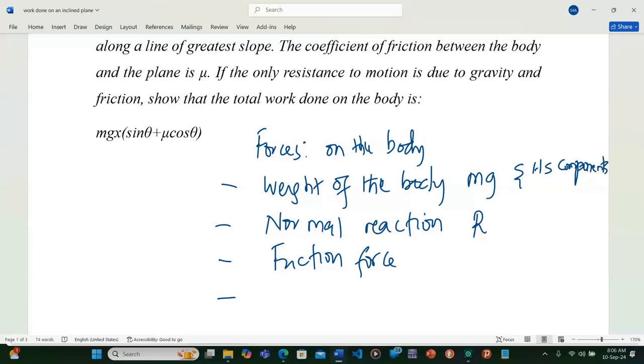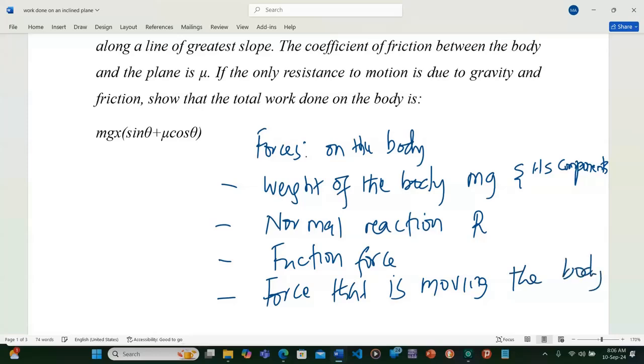Then, of course, we have the force that is moving the body. So let W equal mg, that is the weight of the body. Then the normal reaction, let it be R, and let the frictional force F equal nu R, because we know the frictional force and the normal reaction are related by this formula, whereby nu is the coefficient of friction between the plane and the body. Then let this force be P.